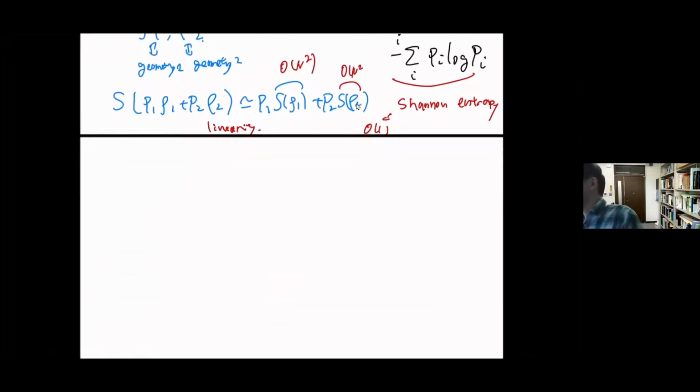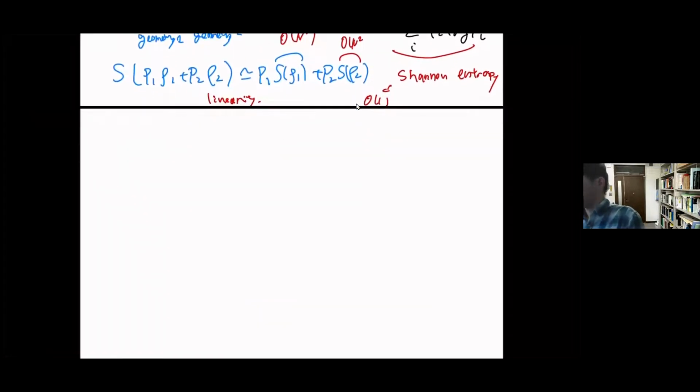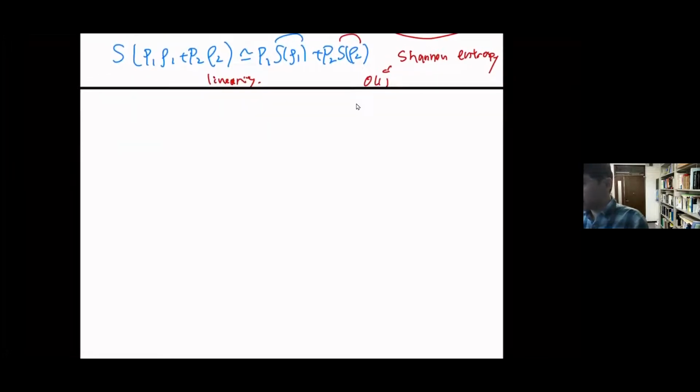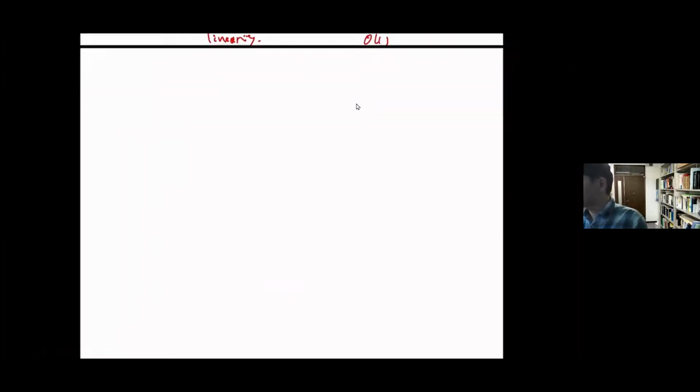Okay, this is an introduction, but I go back to this elementary example again, the two-qubit system.